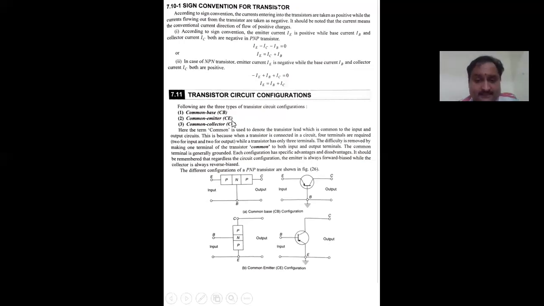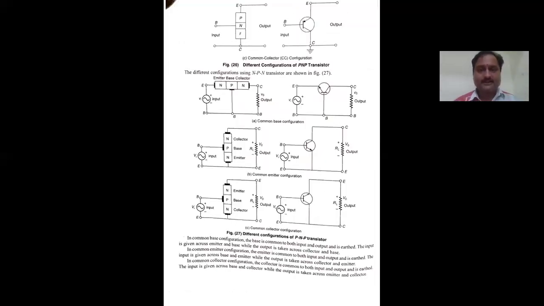In common base connection, the base must be grounded. In common emitter configuration, the emitter must be grounded. In common collector configuration, the collector must be grounded. This diagram is related to the PNP transistor. This is related to the NPN transistor.